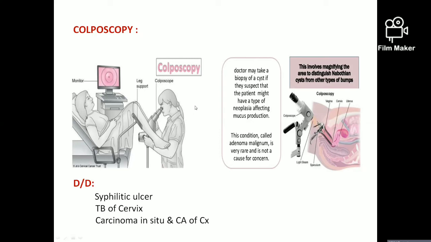This is an instrument. Now a doctor may take a biopsy of a cyst if they suspect that the patient might have any type of neoplasia affecting mucus production. This condition is also called adenoma malignum. It is very rare and is not a cause for concern.